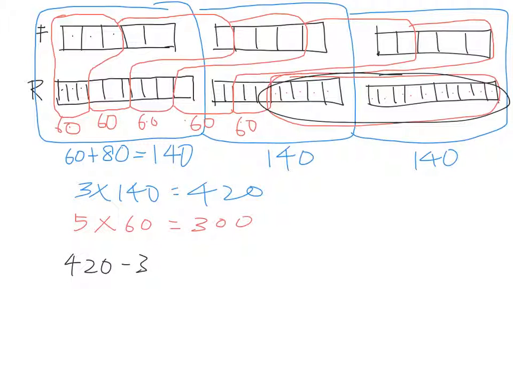So the difference is this portion. 420 minus 300 equals 120. This 120 equals the 15 units. Therefore, 120 divided by 15 units gives you 8. Same answer as before when we were using simultaneous equations.